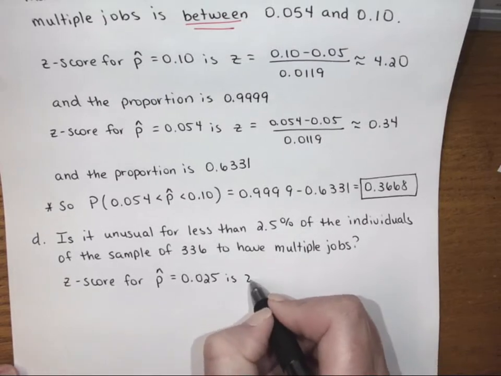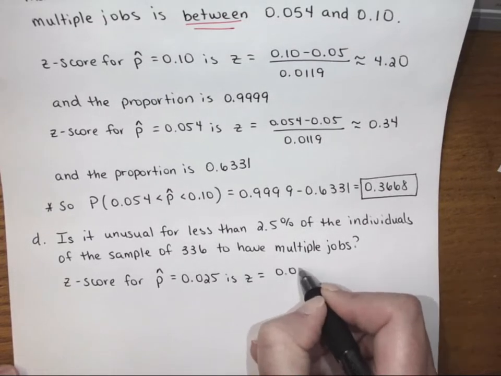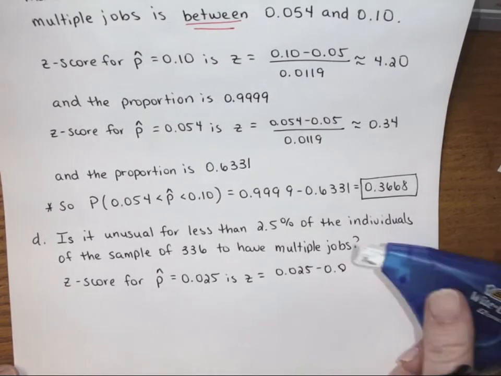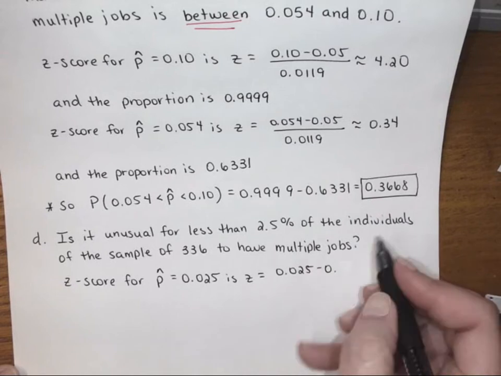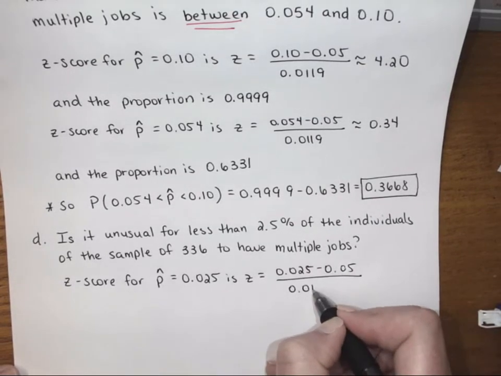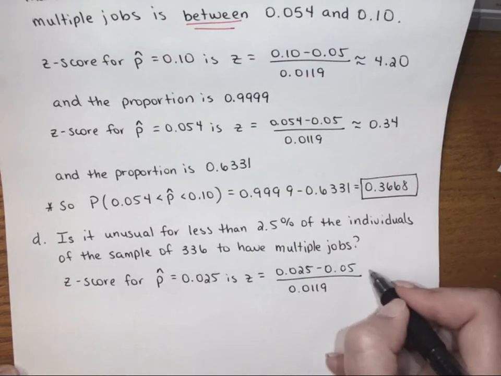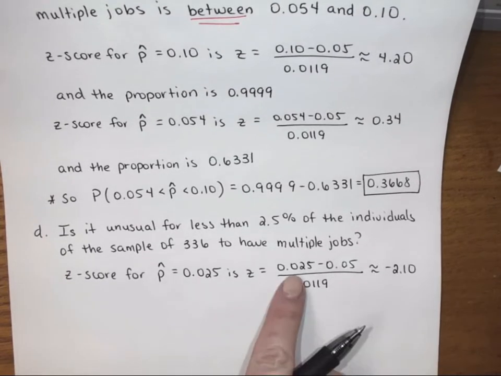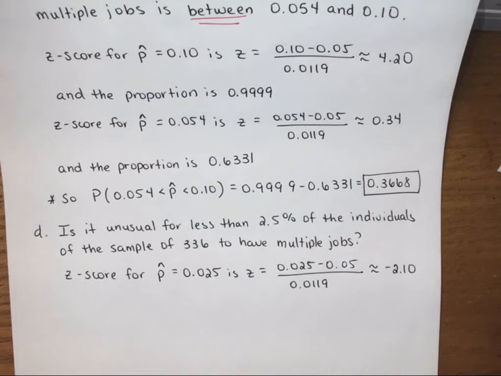So here's what the z-score looks like. It's the value in question minus the average, and then divided by the standard deviation we found. Notice this gives us a negative z-score. No surprise, because the value we're checking is less than 5%.